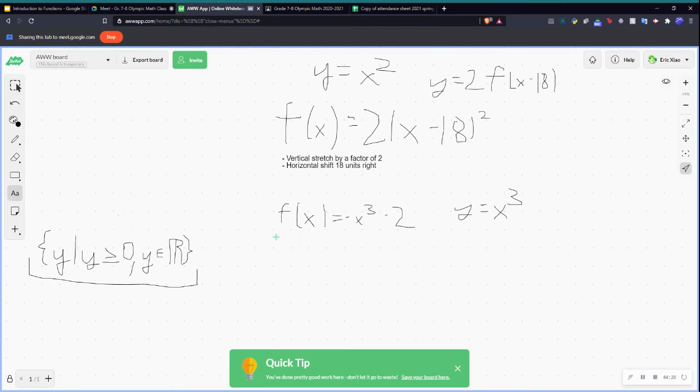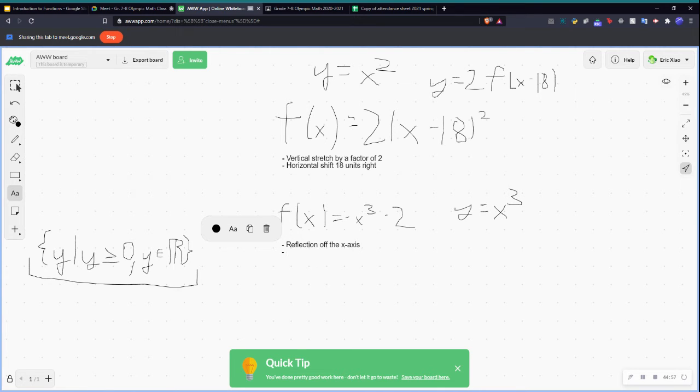So you want to first figure out if there are reflections, right? You can see that there's a negative in front of the x cubed. So that means you would have a reflection off the x-axis. Actually, reflecting it off the x-axis or off the y-axis doesn't really matter, because it'll work both ways if you visualize it graphically. But let's use the x-axis. So we have reflection off the x-axis. That's how you would say it.